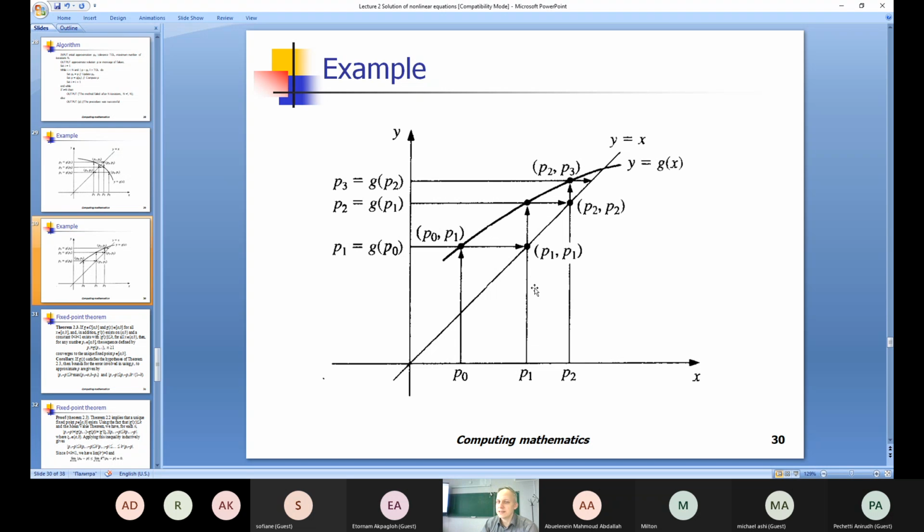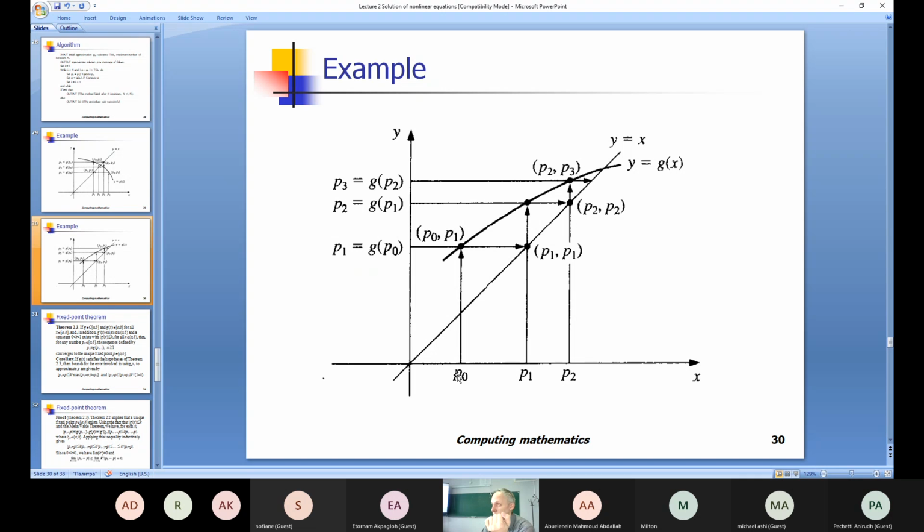This is another example of the method's behavior. This is a graph of the function y equals g of x. This line is y equals x. This is a point of intersection. This is a fixed point. And we are going to find this fixed point.